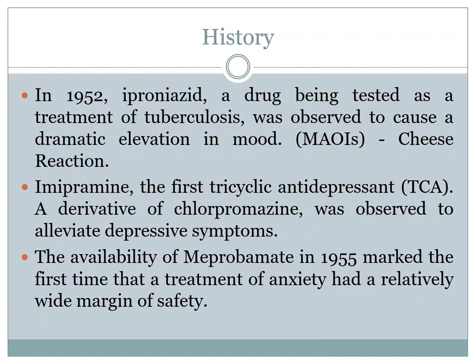In 1952, iproniazid, a drug which was being tested as a treatment of tuberculosis, was observed to cause elevation in mood and was discovered as an antidepressant, which is an MAO inhibitor. And MAO inhibitors were later withdrawn from practice because of the fatal cheese reaction. The first TCA, or tricyclic antidepressant, discovered was imipramine, which was a derivative of chlorpromazine and was observed to alleviate depressive symptoms. In 1955, the availability of meprobamate marked the first time that treatment of anxiety had a relatively wide margin of safety. So this is the brief timeline of discovery of drugs.